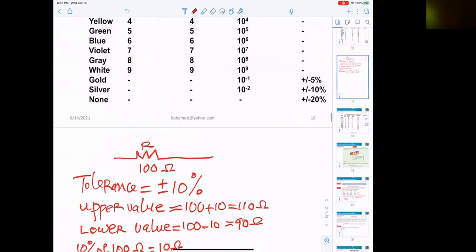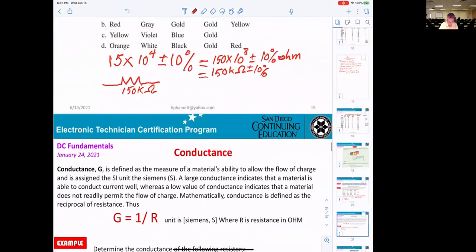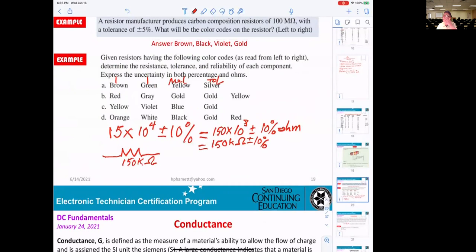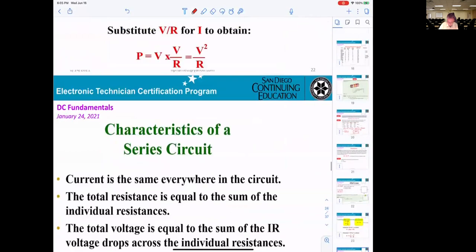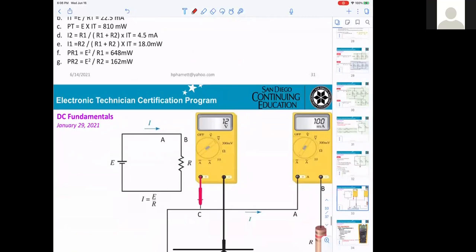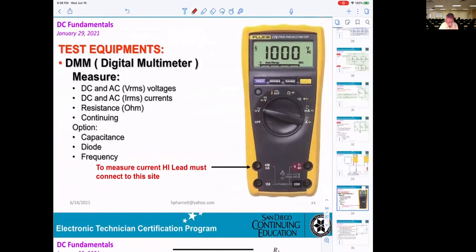Now, the other one, using the meter. Basically the lab instructor tells you about the DMM. That means digital multimeter. I can quickly show you here. That DMM, digital multimeter, is the one we're using in the lab.